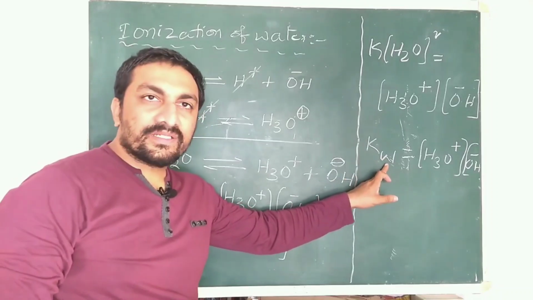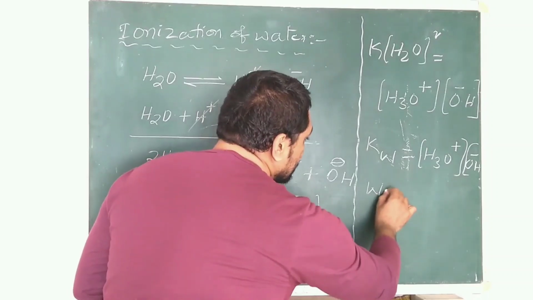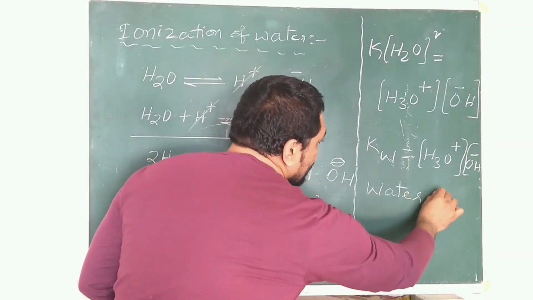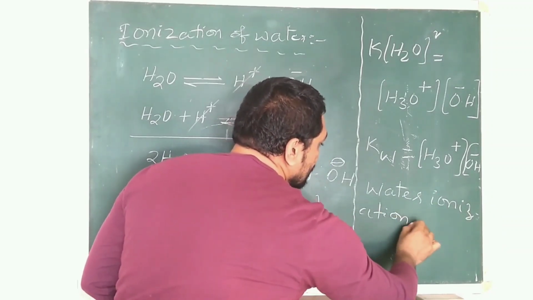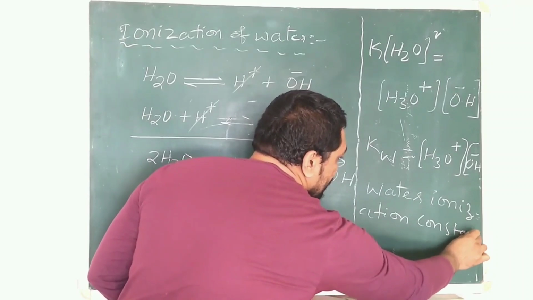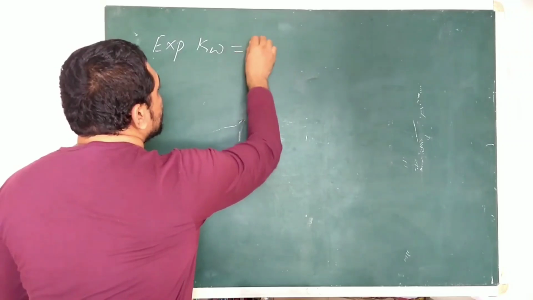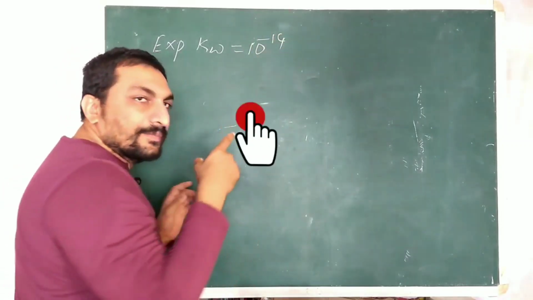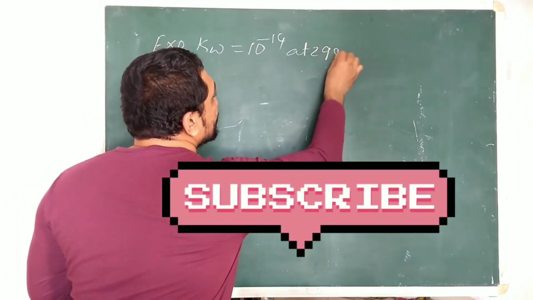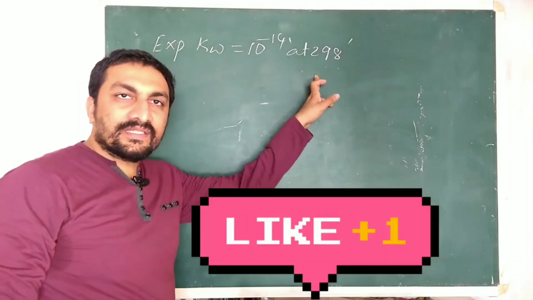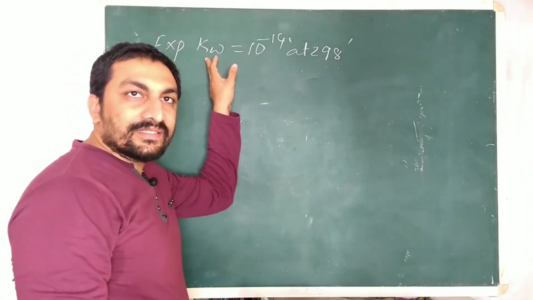Here Kw is called the water ionization constant. Experimentally found Kw value is 10 to the power minus 14 at 298 K. This is very important, at 298 K. Why? Because as the temperature changes, Kw also changes. It is a temperature dependent factor.